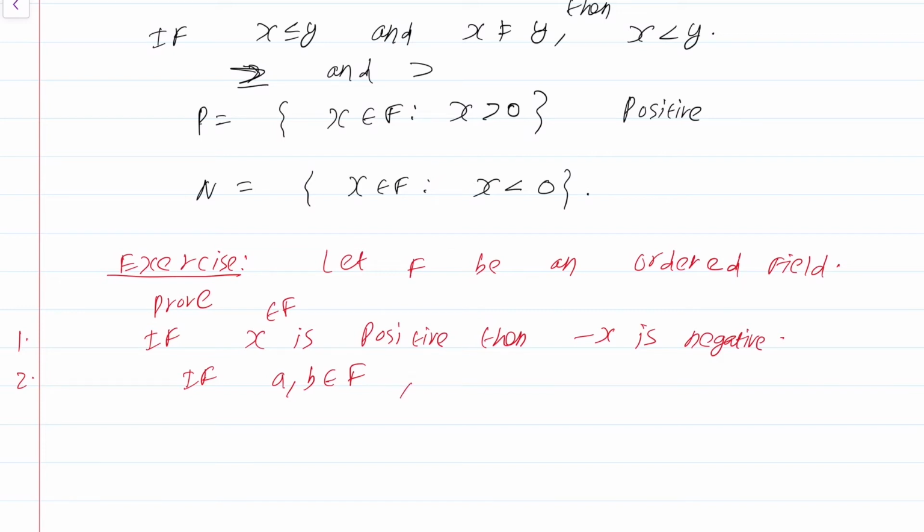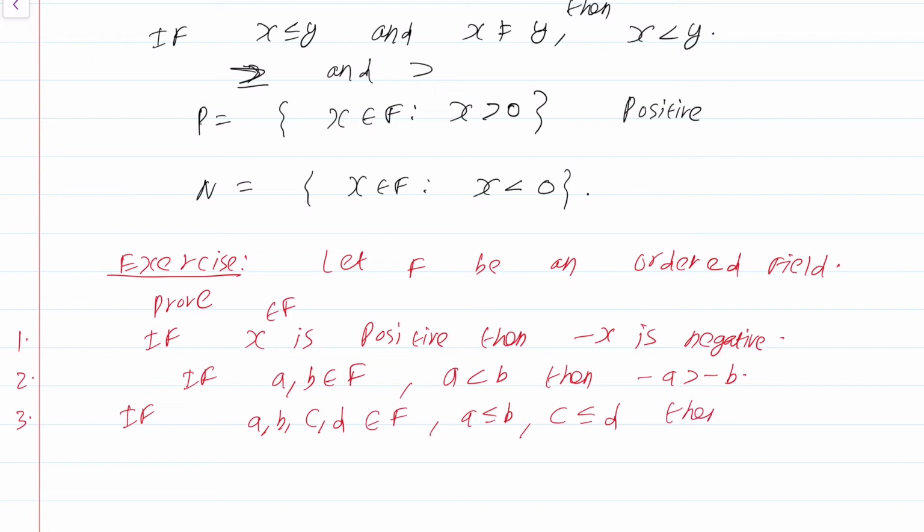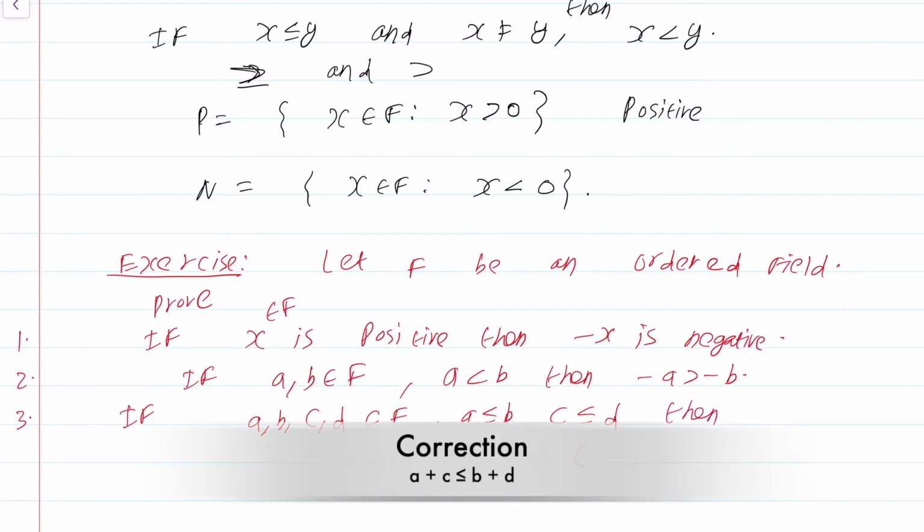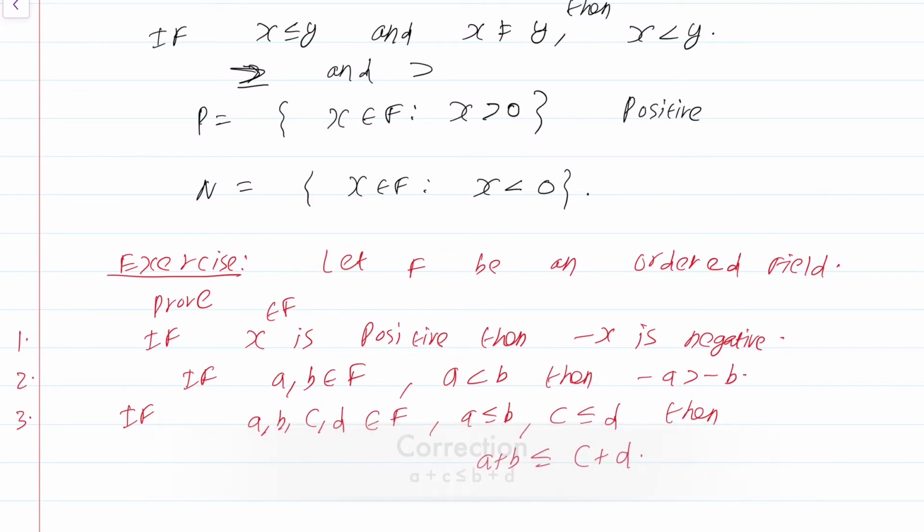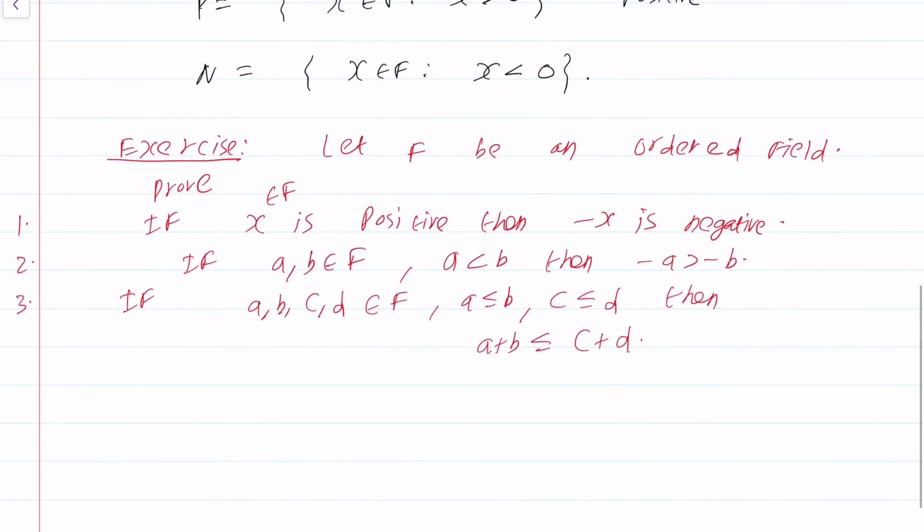If a, b are in F and you have a less than b, then minus a is greater than minus b. 3, if a, b, c, d are in F and a is less than or equal to b, c is less than or equal to d, then a plus b is less than or equal to c plus d. Note, this is just a minor variant of one of the axioms, but still it requires a proof. You cannot just take it for granted.